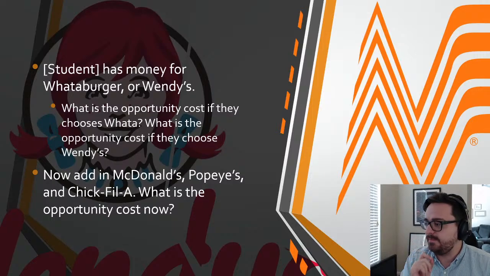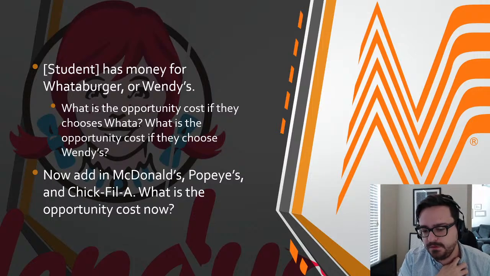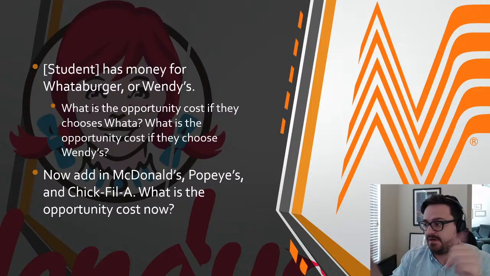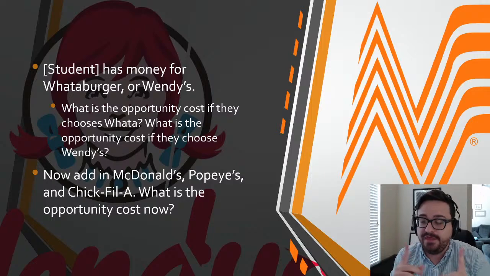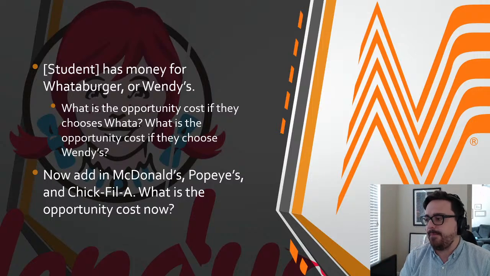And this is the tricky part. Do we know her preferences? She has not said them. She just said that she likes Wendy's. We do not know Lily's preferences. Lily knows Lily's preferences, but we, the collective, the class, myself, I don't know what Lily likes, right? Therefore, I don't know what the opportunity cost is of that decision. And that's the actual answer.